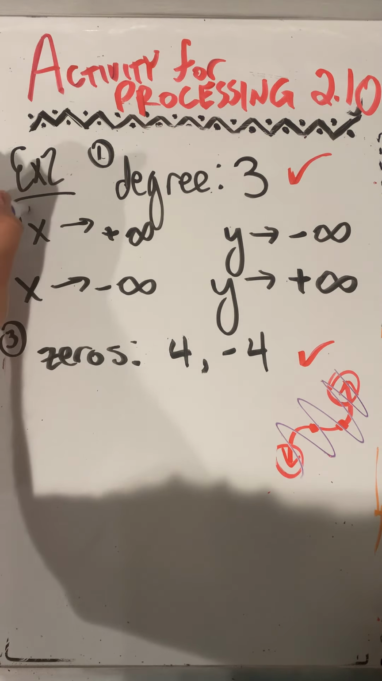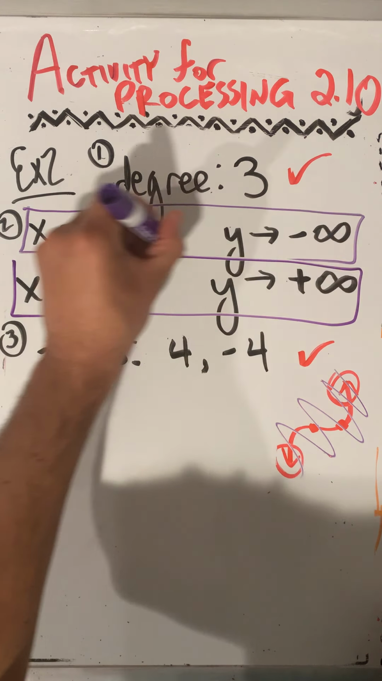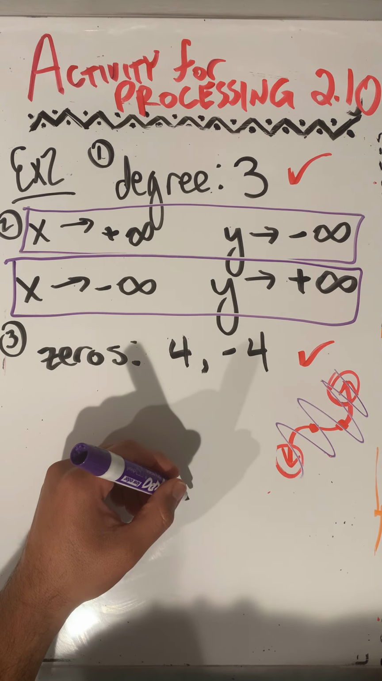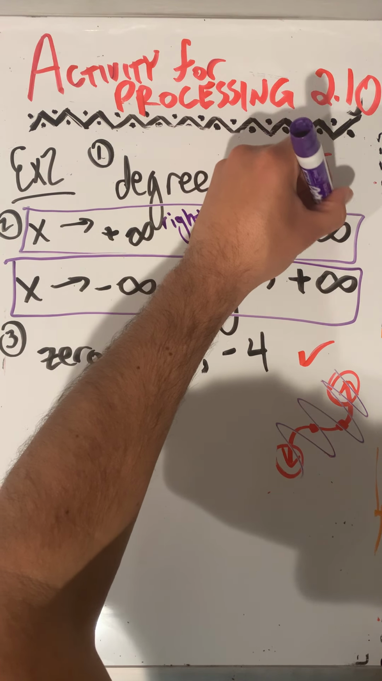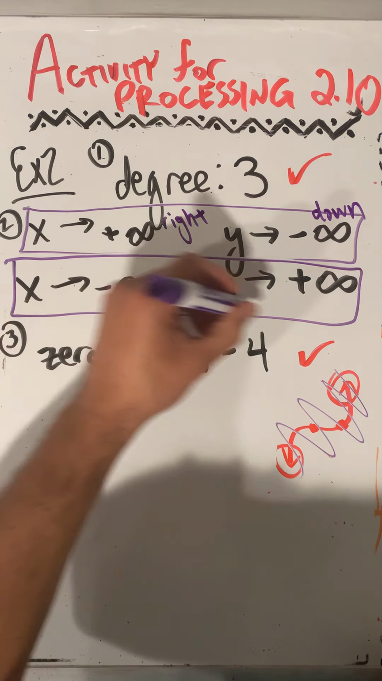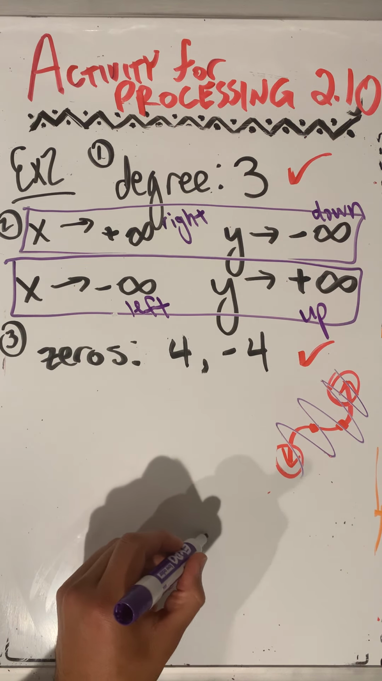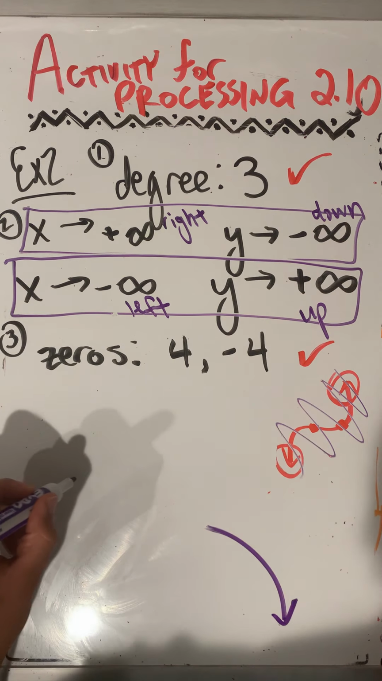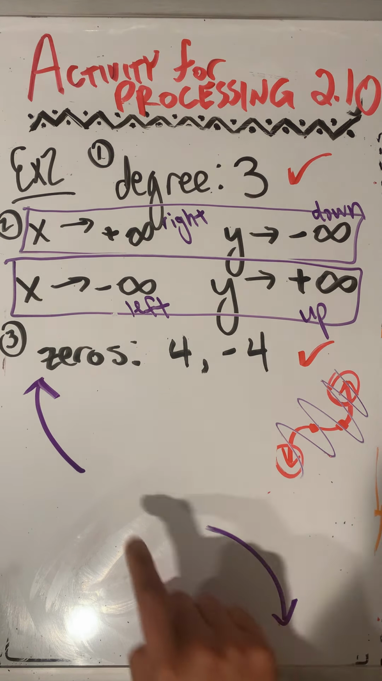So remember how I told you, read these 2 together and then you read the next 2 together of the end behavior. So this is, let me label it right, down. This one's gonna be left, up. Okay, so let me do this one first. Right, down, right, down. So it's like right, down. And this one's gonna be left, up. Okay, I know what it looks like now.